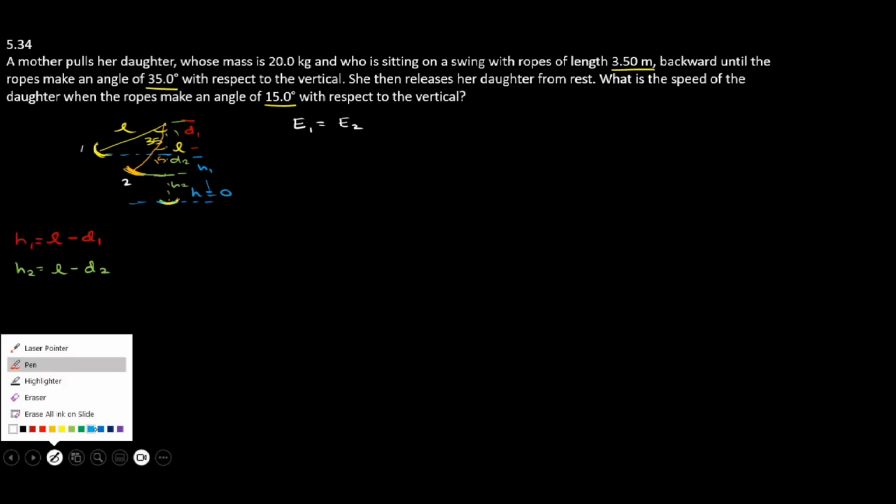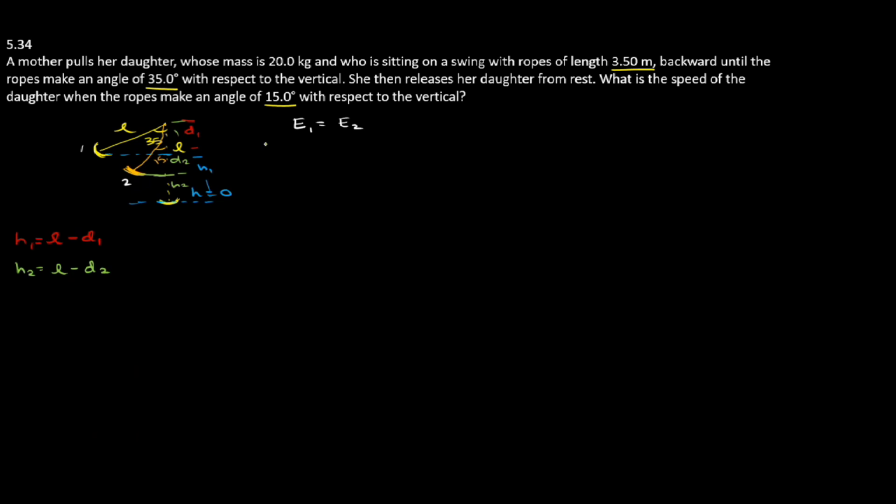Now total mechanical energy for any system is the sum of its potential plus kinetic energy. So if I'm finding total energy here, I have to do the sum of kinetic plus potential. So I'm going to write total energy at point 1 as the sum of kinetic energy at point 1 plus potential energy at 1, which is equal to kinetic energy at 2 plus potential energy at 2.